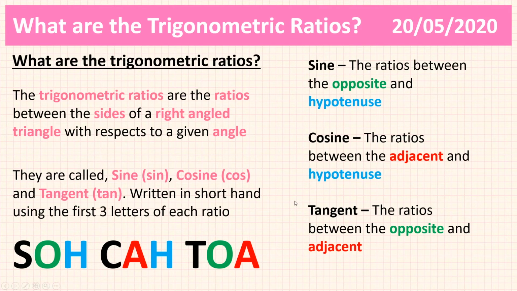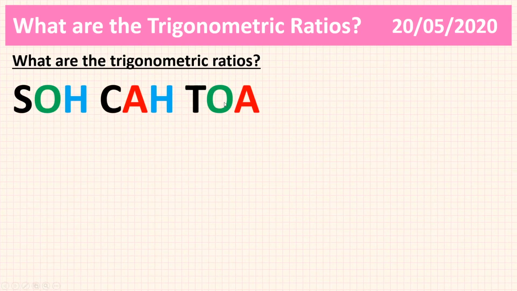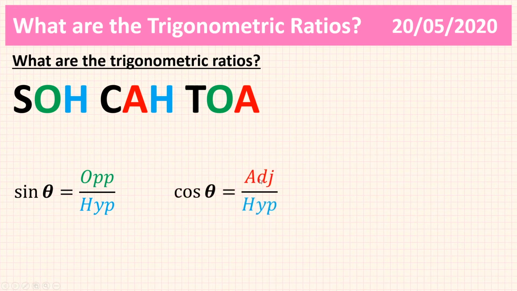So you may be thinking, we now know what the ratios are, but how do we write them? How do we use them? Well, let's have a look. So SOH, CAH, TOA will help us write these ratios. So I know that the sine ratio, sine of an angle, is the opposite divided by the hypotenuse. Cos of an angle is the adjacent divided by the hypotenuse, and tan of an angle is the opposite divided by adjacent.